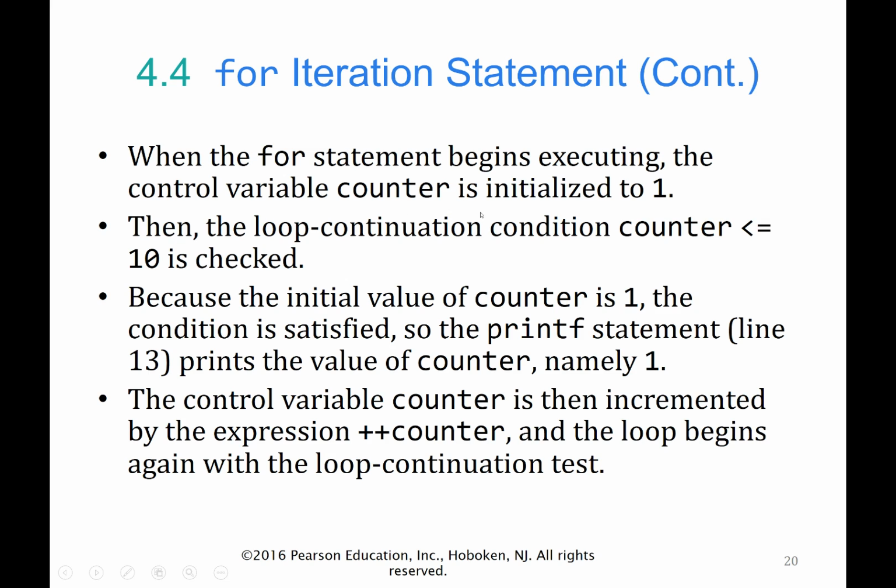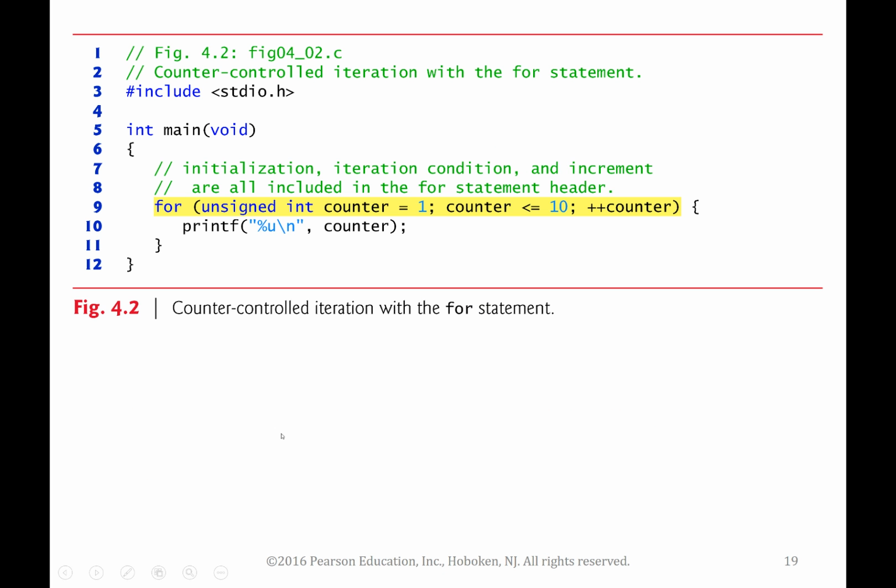So the for begins, it initializes counter to 1, then it checks to see that it's less than or equal to 10, and then it increments the counter after the loop is executed. So as we go through here, it starts at 1, checks is it less than or equal to 10, it runs the loop, then it increments the counter. Then it checks again, it executes the loop, then increments the counter again.